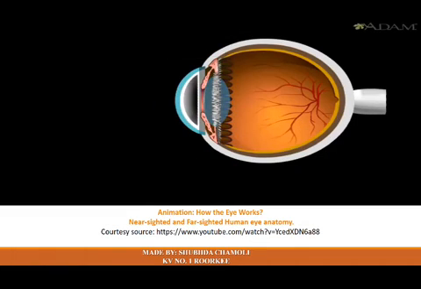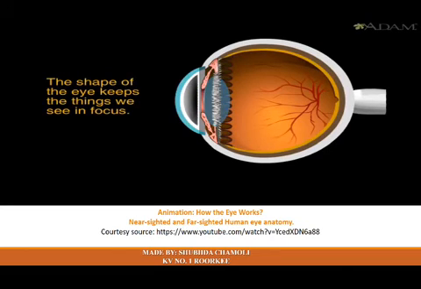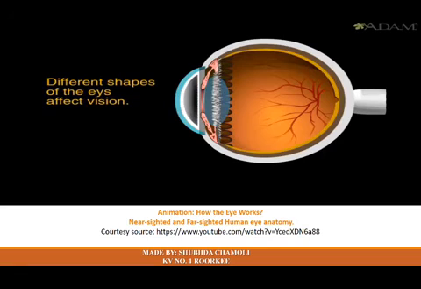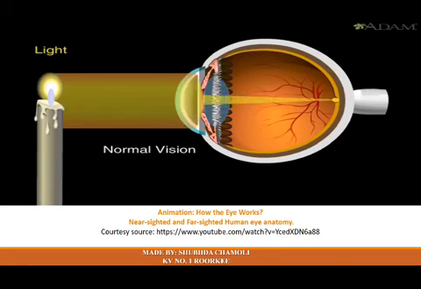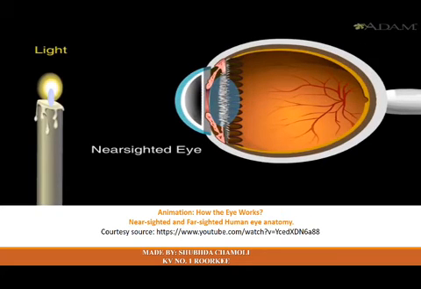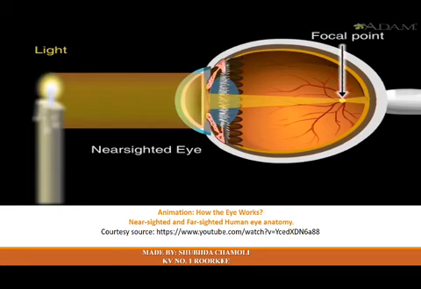Now let's consider two common conditions that cause blurry vision. The eye's shape is important for keeping things in focus. With normal vision, light focuses precisely on the retina at a location called the focal point. But what happens if the eye is longer than normal? The longer the eye, the more distance there is between the lens and retina. But the cornea and lens still bend light the same way. That means the focal point will be somewhere in front of the retina rather than on it. This makes it difficult to see things that are far away.